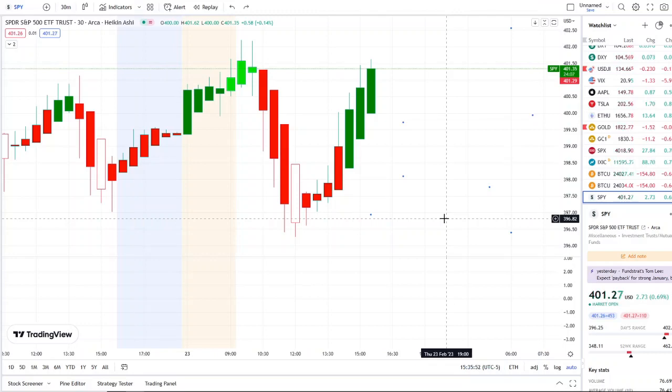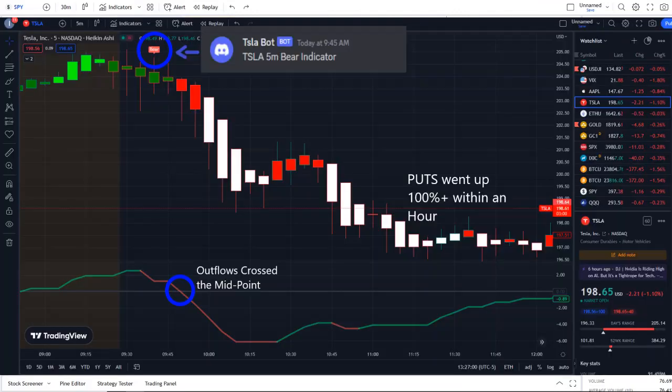So the home run of the day was from our Tesla bot. Our Tesla bot at 9:45 a.m. sent out a bear indicator. From that moment forward, outflows crossed the midpoint to the downside, pure weakness there on 42 Vision, and put options went up 100% plus within minutes to an hour, guys.